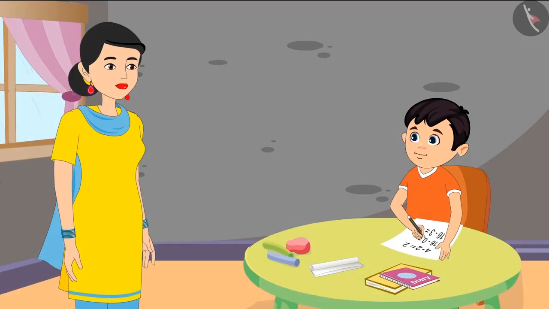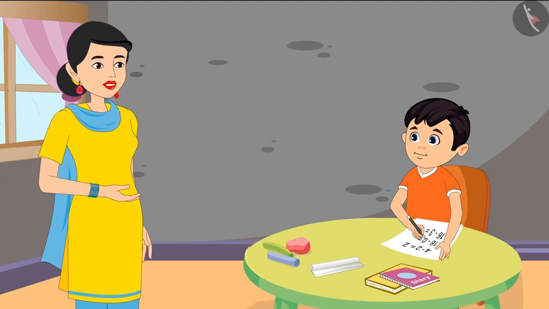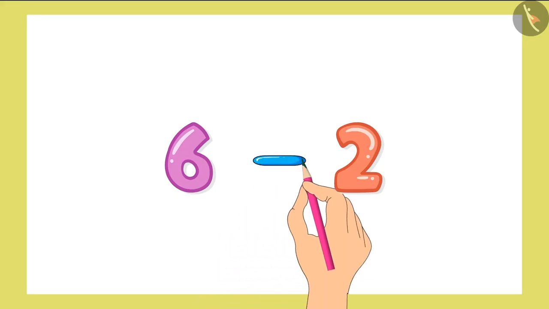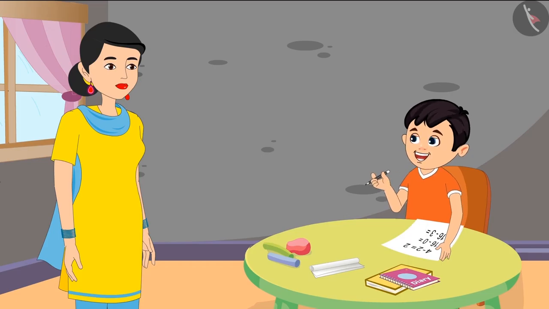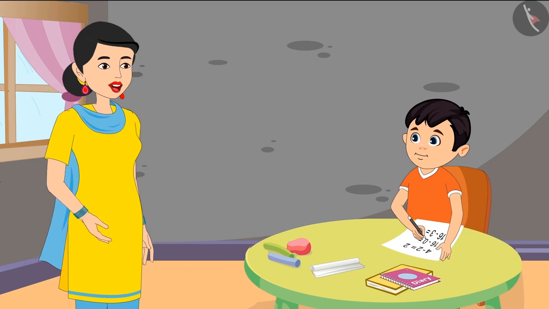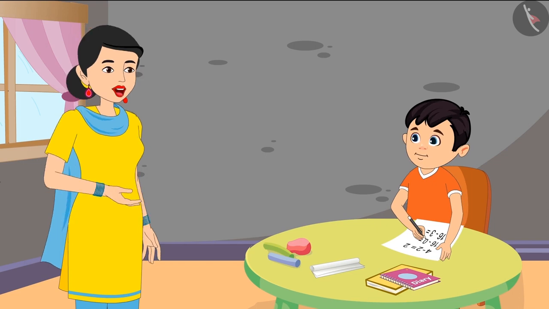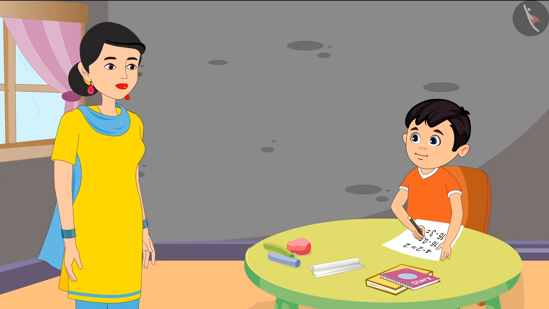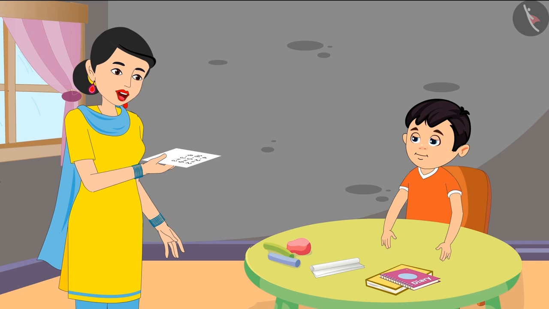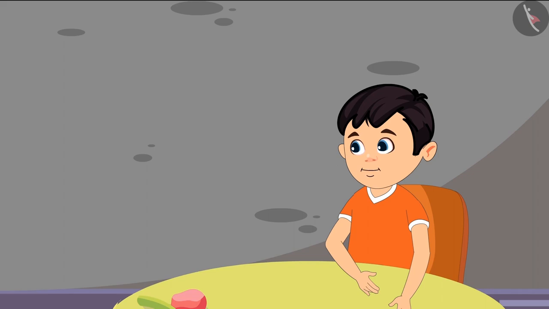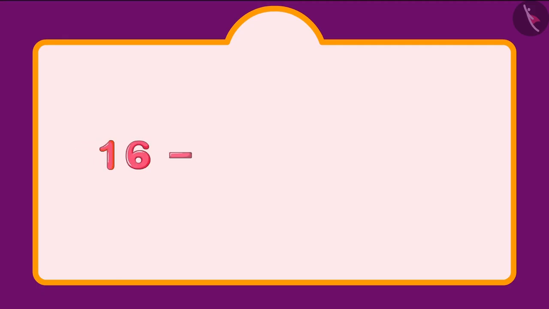Children, tomorrow there is a math test in Chotu's school. Chotu's mother has given him some questions. Chotu, you already know what this sign means. Yes, this sign means minus or subtract. Come on, then do these questions and practice for tomorrow's test. Mummy, I have done all the questions. Hey, Chotu, all your answers are correct except for one. Which question, Mom? If you subtract 0 from 16, what will you get?